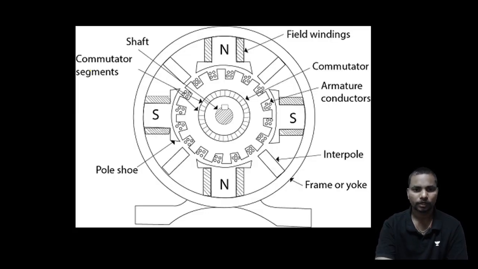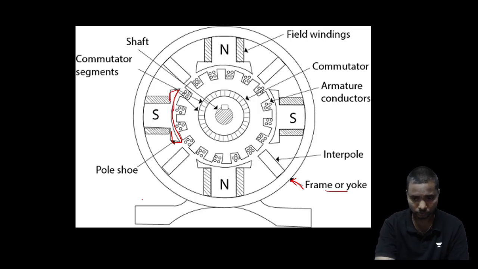Here in the diagram you can understand. This outer frame is nothing but the yoke. Here this is the part of the pole shoe, and this is the pole core.